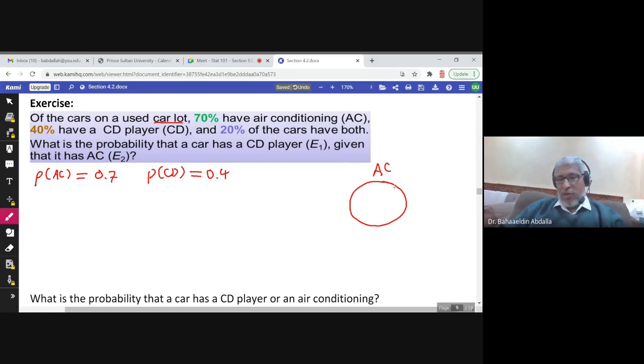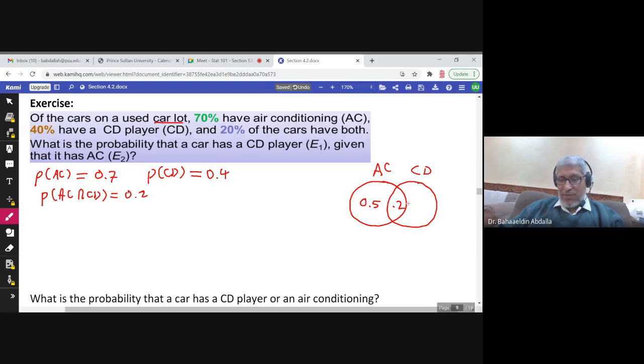Good. 20% of the cars in the car lot have both. Both means there is an intersection between AC and CD. So he gave you also this information, that AC intersection CD is 0.2. So in the intersection, I have 0.2. What is the probability of AC in general? 0.7. Okay, 0.2 are here. So what is remaining here is 0.7 minus 0.2, which is 0.5.